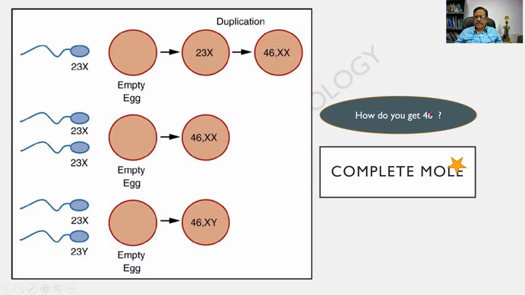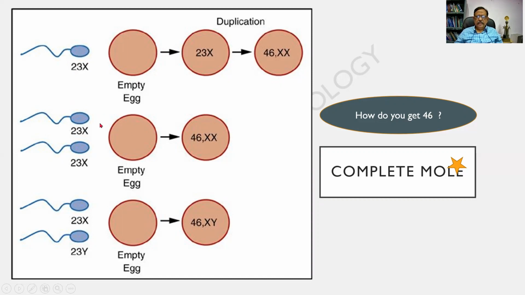How do I get 46? I am a little bad at mathematics. Let me see. In this case of complete mole, there is an empty egg from the female, and this is being fertilized by a spermatozoa. A spermatozoa has got 23 chromosomes because it is a haploid structure, and therefore I get a total of 23 which undergoes a division or multiplication, and then I get 46 XX.